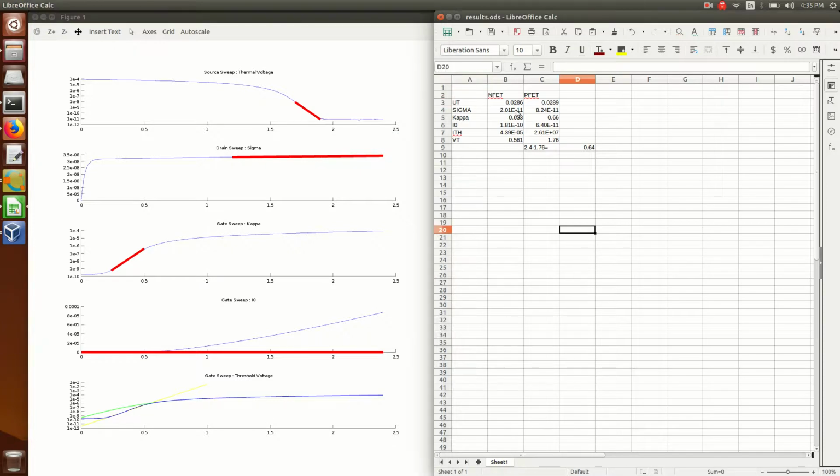And so our values for the NFET were 0.0286 volts for thermal voltage, 2 times 10 to the -11 for sigma. Kappa was 0.633 volts. I naught was 1.81 times 10 to the -10, and the threshold current was 4.39 times 10 to the -5, and the threshold voltage was 0.561, and they're all what we expected.